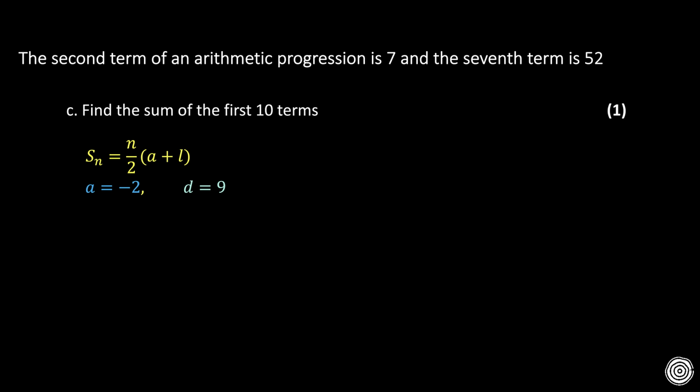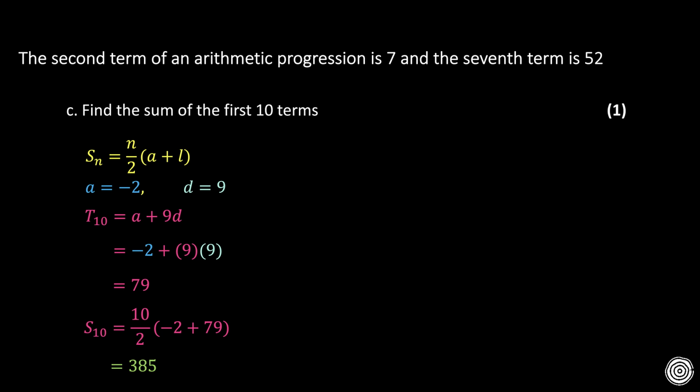So again, knowing that a is minus 2 and d is 9, I'm going to compute that into my general form. So I know my 10th term is a plus nd. Put all that data in, and I get my 10th term is 79. This here is now going to represent my L. And I obviously know a is minus 2. Plug that into your formula. I now have 10 over 2, open bracket, minus 2 plus 79, and that leaves me with 385.